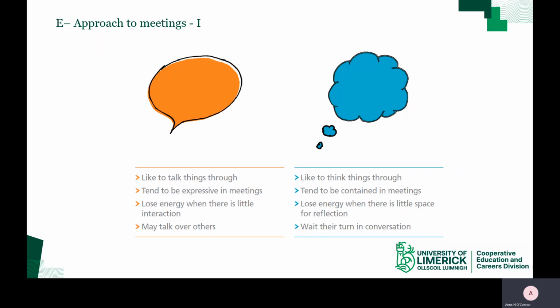So if you are an extrovert, you may like to talk things through. You participate a lot in meetings, tend to be expressive, lose energy when there's little interaction, and may talk over others in order to get your point across.